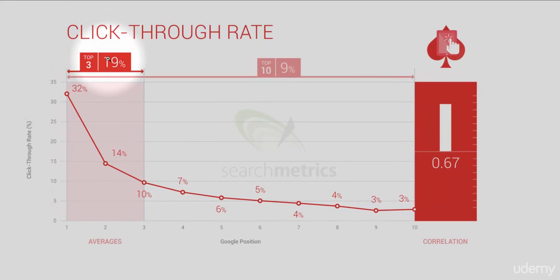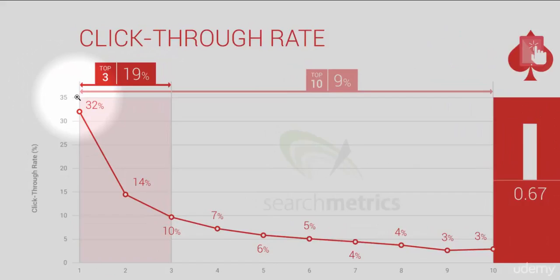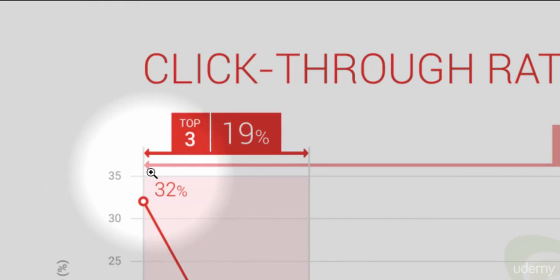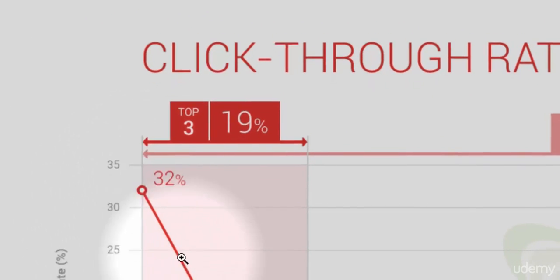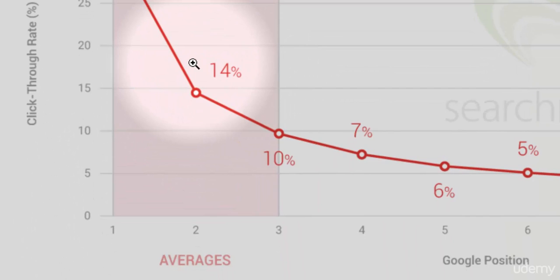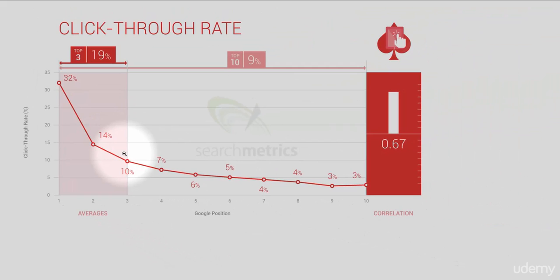In this graph, it's actually a bit different from what I have said earlier. That is, it concentrates on the position. If you rank first, then the average CTR is 32%. If you rank second in the Google search result, then your CTR will be 14%. If you rank third, then your CTR will be 10% only. And it goes on like this. So if you get the top position, then your CTR will be higher.